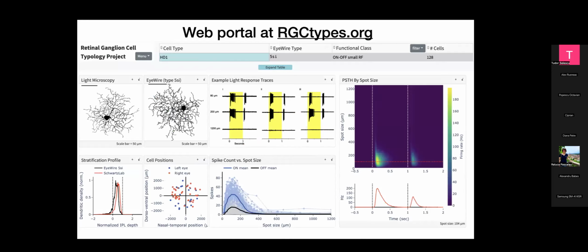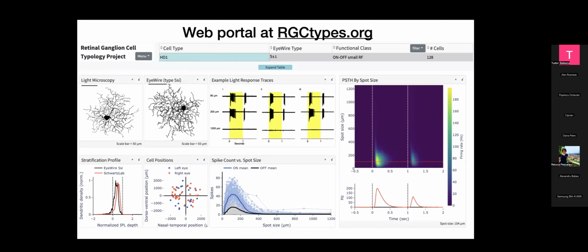You can expand this table and look at all of the 42 types we found, compare the light microscopy images we have to the EM images, look at examples of their light responses, see how they respond to spots of different sizes, look at the density of where they all are in the retina, and you can download all of this data and play with it yourself. So we made a web portal for this. So feel free to go check that out.